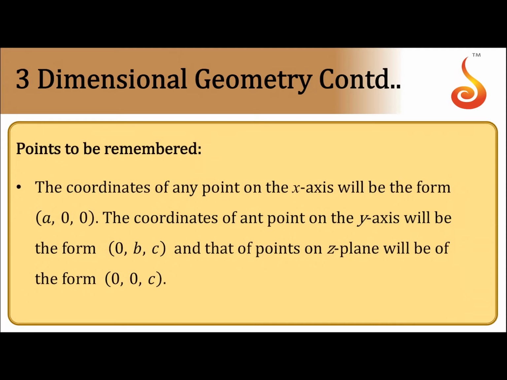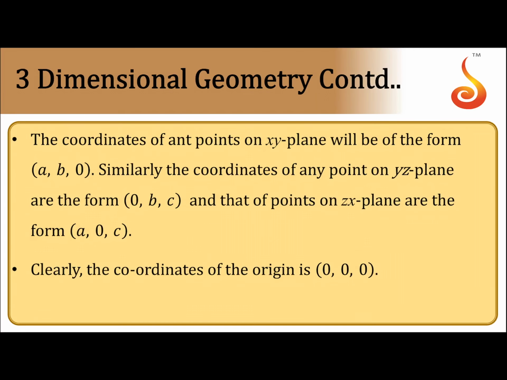Coming to the next important points to remember. Coordinates of any point on the x-axis will be of the form (a, 0, 0). Coordinates of any point on the y-axis would be of the form (0, b, 0), and points on the z-axis are of the form (0, 0, c). Same way, the coordinates of any point on the xy plane will be of the form (a, b, 0), on the yz plane (0, b, c), and on the zx plane (a, 0, c).